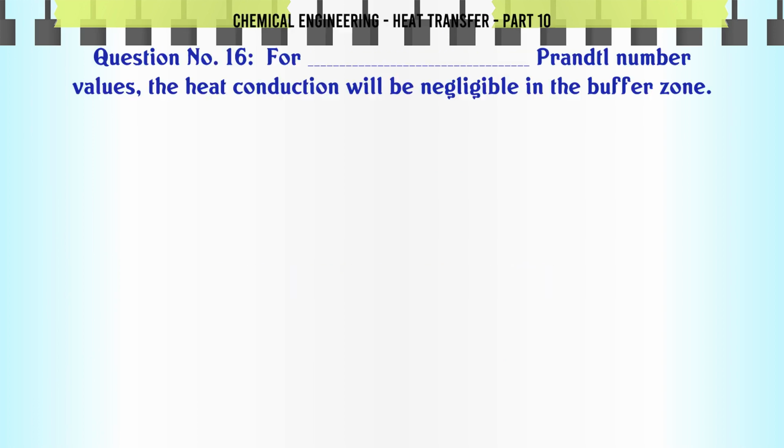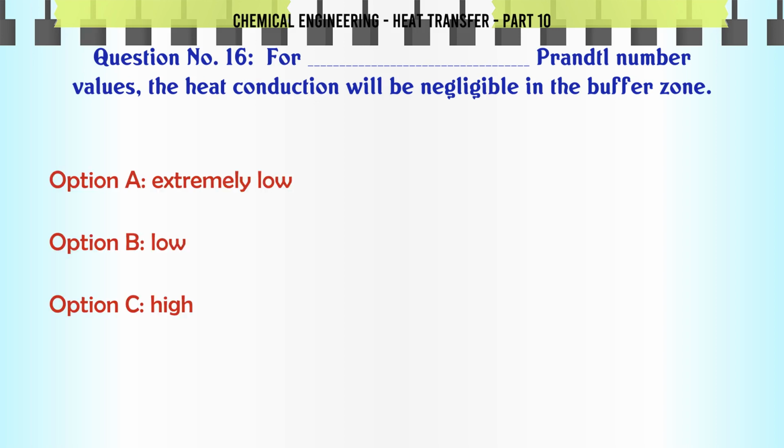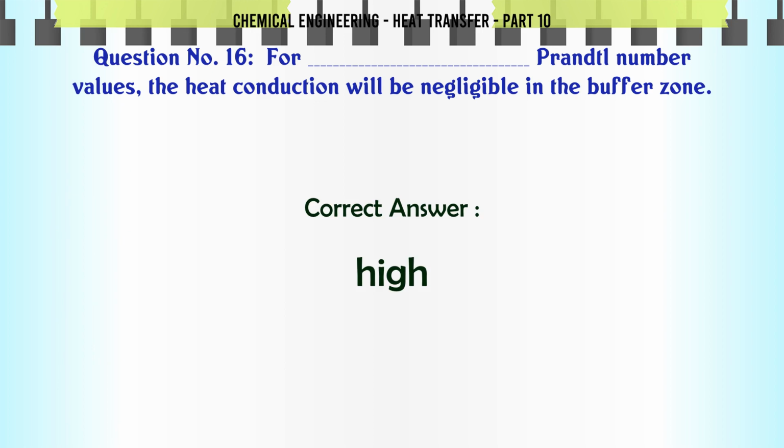For what Prandtl number values will the heat conduction be negligible in the buffer zone? A. Extremely low, B. Low, C. High, D. No. The correct answer is high.